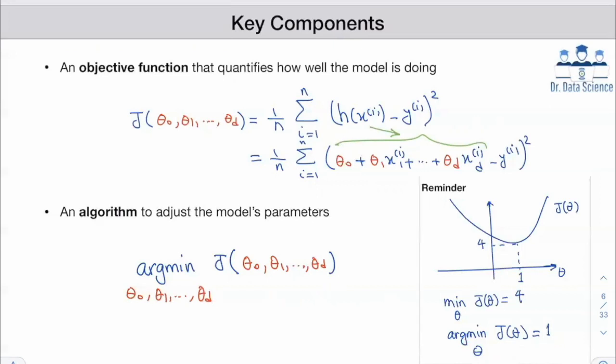Because what the minimum value of this cost function or objective function J is really doesn't matter as much for machine learning purposes. What really matters is what those combinations of input parameters, or unknown parameters, theta 0 to theta d, are. So these are 4 key components that you need to keep in mind for linear regression, for logistic regression, or any other machine learning method.